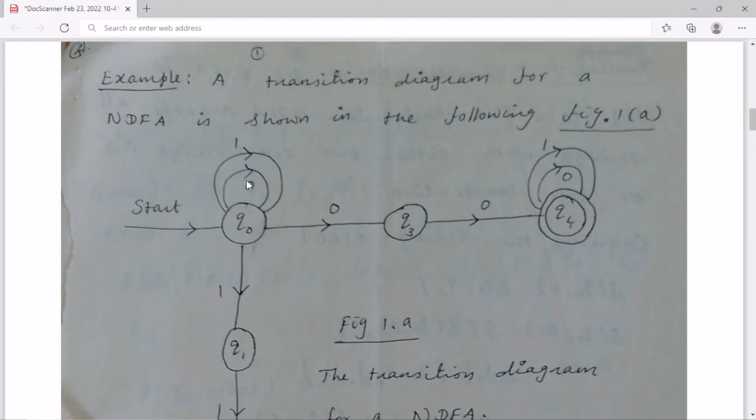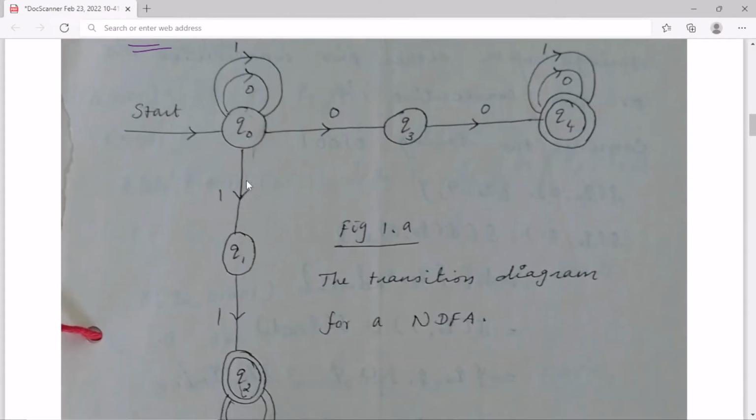Now a transition diagram for the NDFA is shown in the following figure. So this is the transition diagram. So here I have listed out, as I told you already, that it's a 5-tuple Q.